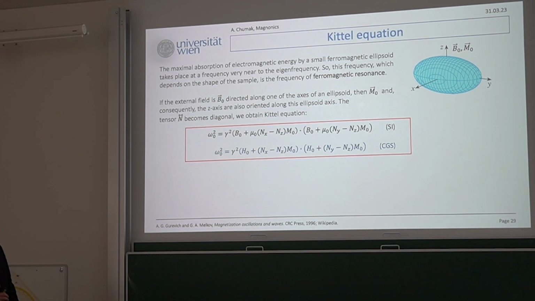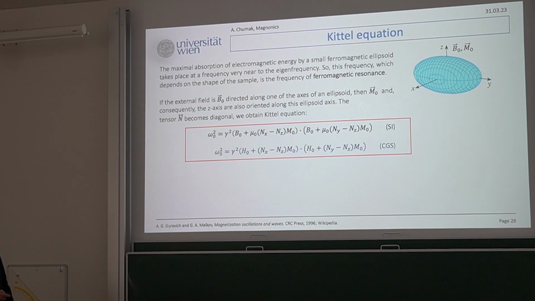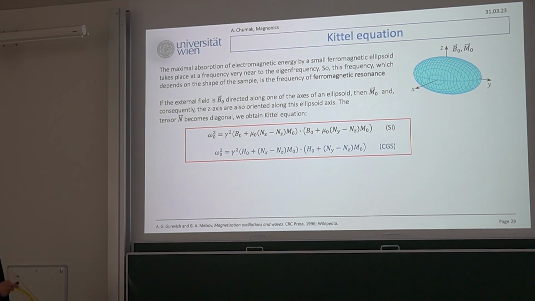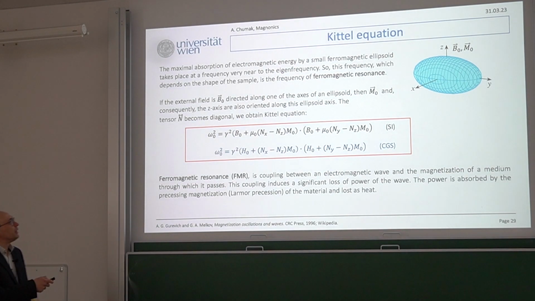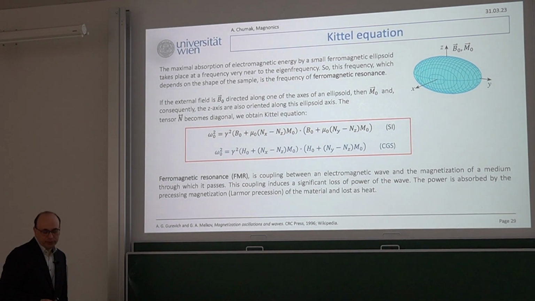So in principle, this is still a general term because here we have Nx and Ny. But if you now orient B0 along one of the axes, then you will get the famous Kittel formula. This is a formula which describes the ferromagnetic resonance frequency of a real sample in field B0, and you see that here there is the magnetization, and Nx, Nz, Ny, Nz, and so on. We will play now a bit with this formula.